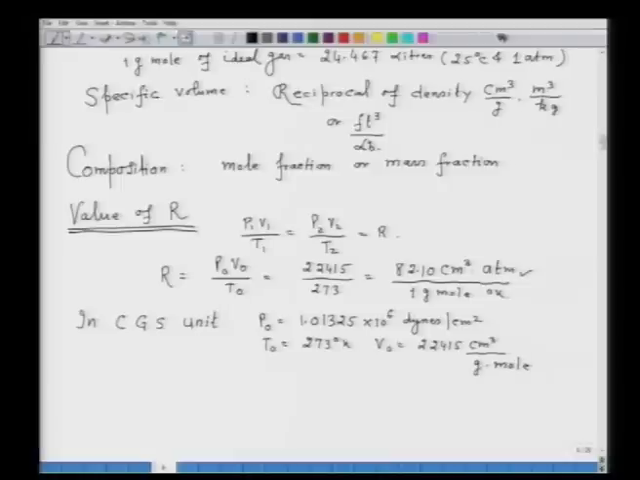So, all that now I have to substitute, and if I substitute and solve, I will be getting the value of R, that will be equal to 1.988 calorie per gram mole degree Kelvin. All these values you have to substitute, say P 0, T 0, V 0 into R is equal to P 0 V 0 upon T, and you get R in case of CGS units 1.988 calorie per gram mole per degree Kelvin. So, the value of R, let us derive in SI unit.